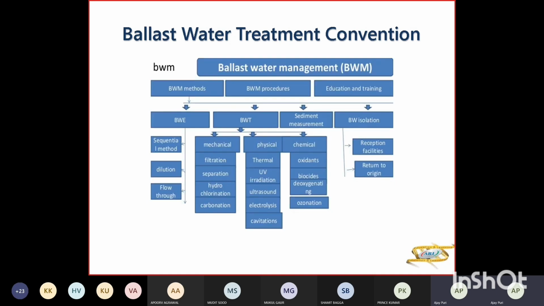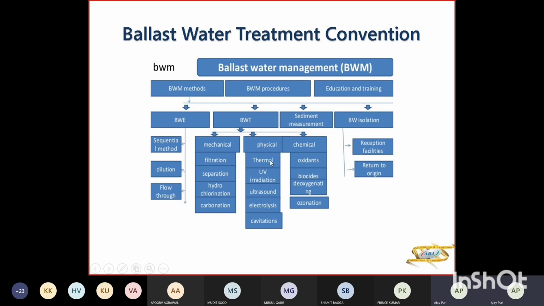Now, what are the treatment methods here? Ballast water management will have ballast water methods. So these methods will be your ballast water exchange, which we have already done. And what kind of ballast water treatment you have? That is your mechanical, filtration, separation. Mechanical is like through a sieve, filtration, you're having a filter, separation. Hydrochlorination is putting chlorine, chlorination.